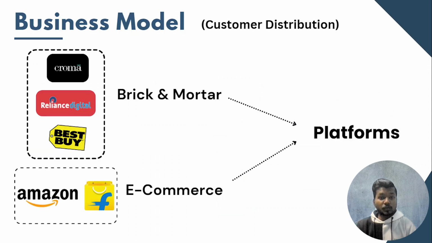Now, they serve two main types of customer segments, brick and mortar and e-commerce. Pretty much self-explanatory from the image, physical stores like Chroma or Reliance Digital are called brick and mortar, and online platforms like Amazon or Flipkart are known as e-commerce. These are referred to as platforms in our database.